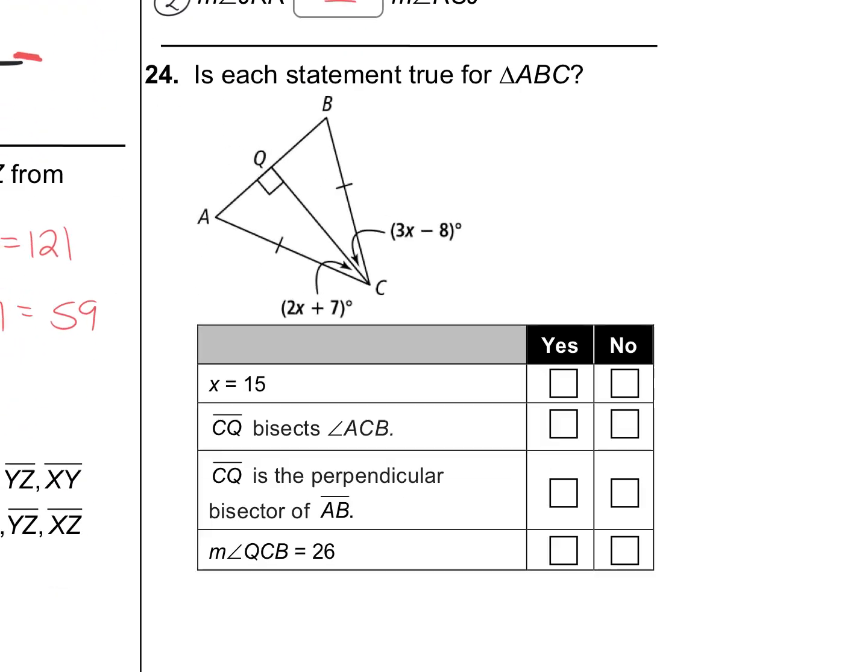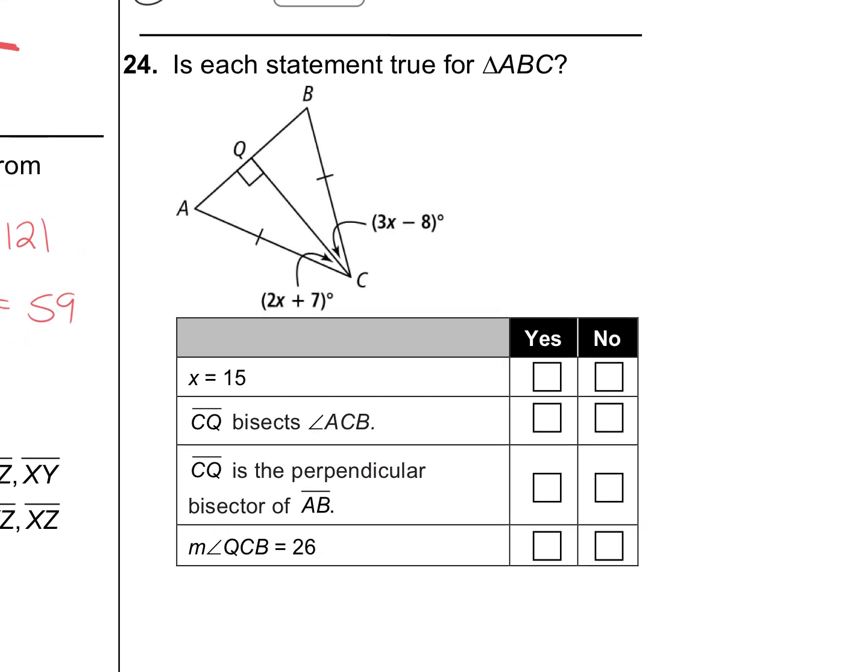Number 24 is kind of a true-false question. There's a table that asks you 4 questions and you have to pick yes or no. So going through the table, is x equal to 15? Do we know that right now? No. How do I figure that out? Right. When in doubt, what should you do with algebra on this test? Set them equal to each other. I feel like we do that on a lot of the problems.